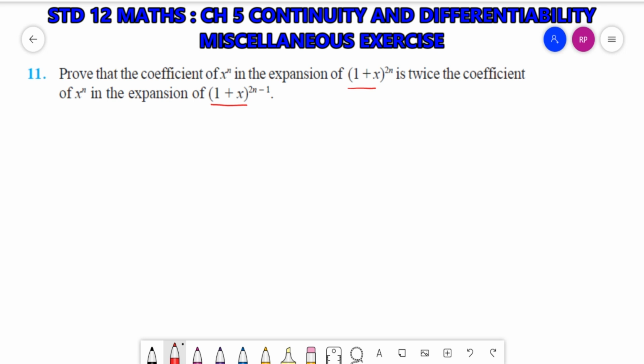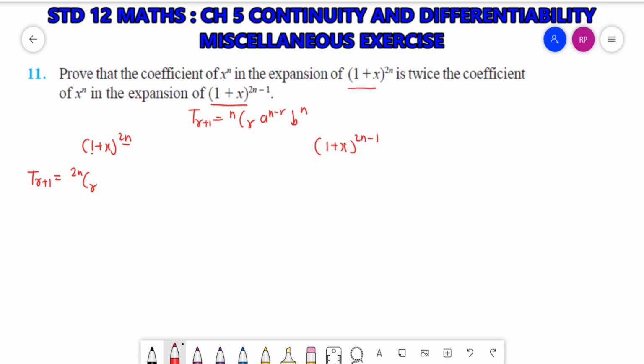So now there are two different expansions given, but we have to compare the coefficient of the same variable, that is x^n. We have to prove that for the first it's twice that of the second. So first, for the general term, I'm writing the formula in short: nCr a^(n-r) b^r. First I am taking (1 + x)^2n, and on the other side (1 + x)^(2n-1).